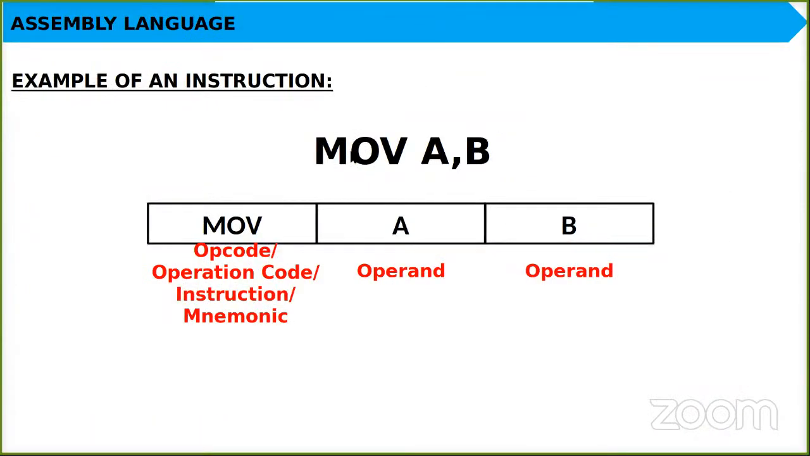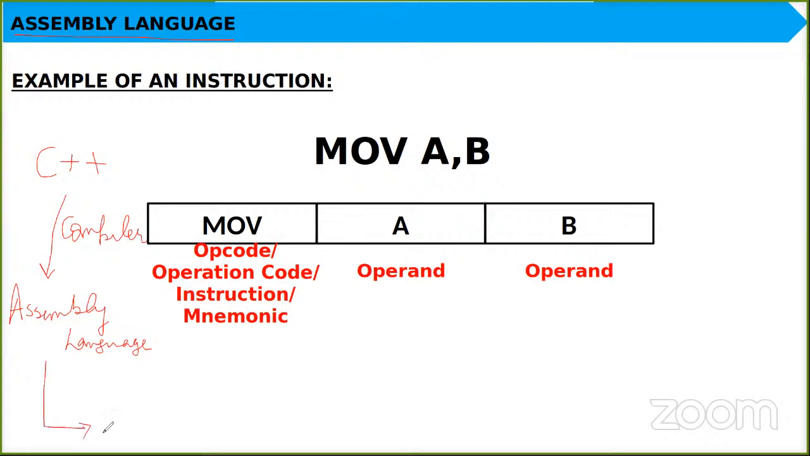Let us talk about the instructions, please. When I say an instruction, I'm talking of something called assembly language. Yesterday we saw C++, a higher level language. Then we saw that this C++ is converted by the compiler into assembly language, and the assembly language is converted into the machine code by means of the assembler.